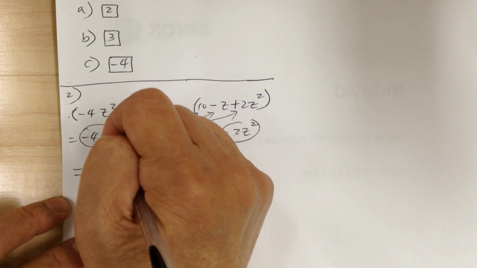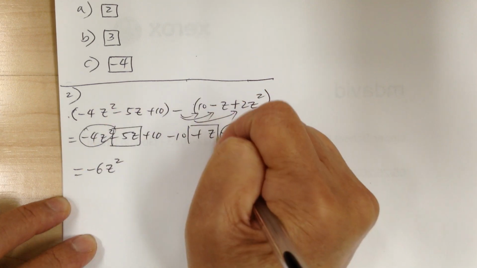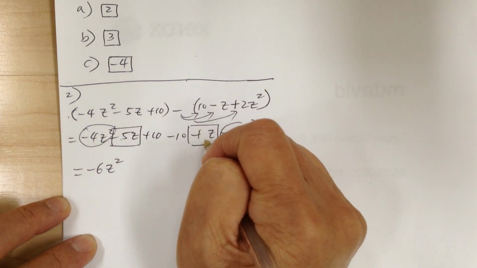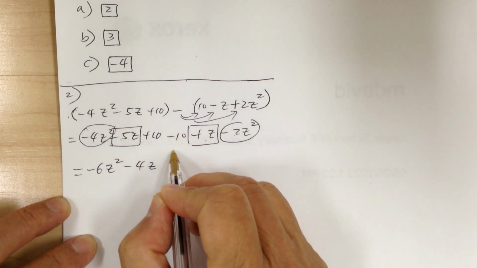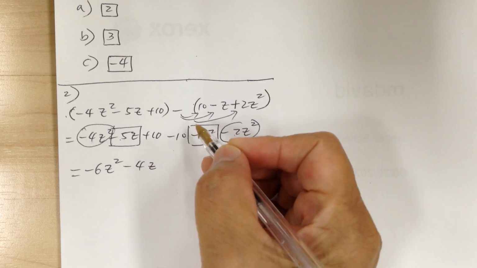And then after that, you do the first degree. So -5 plus 1 will give you -4z. And the number, this will cancel out, so that's kind of nice.